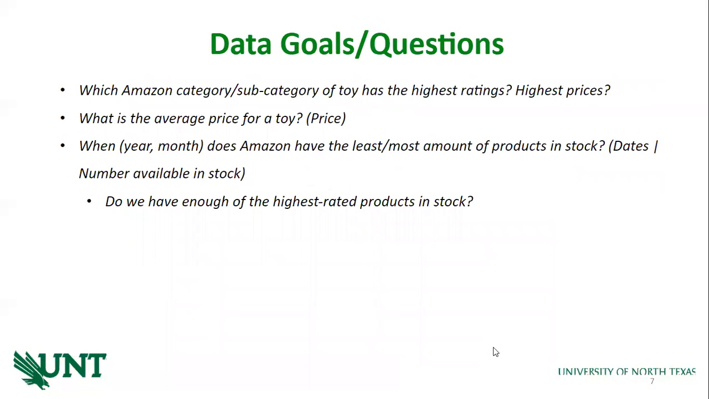My original goals and questions in the scenario, I would be an elf working for Santa. And to me, the questions that came up are: what type of toy, category, or subcategory are people liking the most or rating the highest? What is the average price for a toy? And when, in years and months, does Amazon, or in my case the North Pole, have the least amount of products and the most amount of products in stock? And as a subset, do we have enough of the highest rated products in stock?